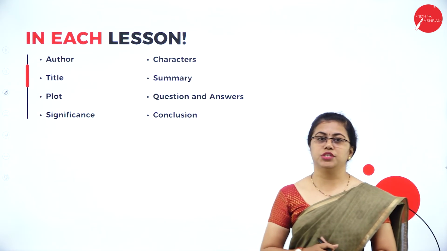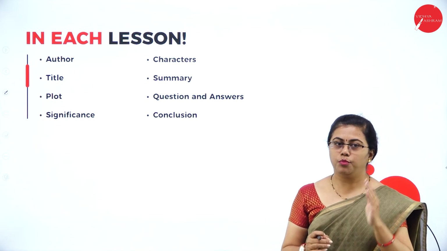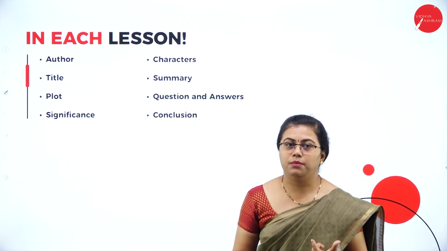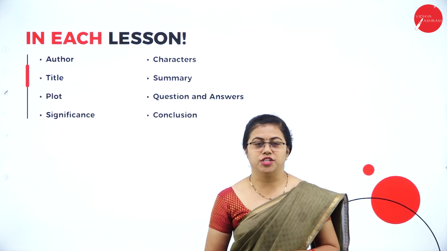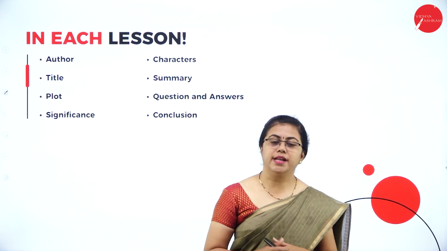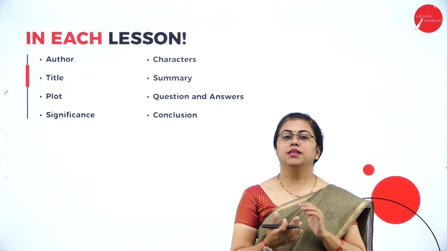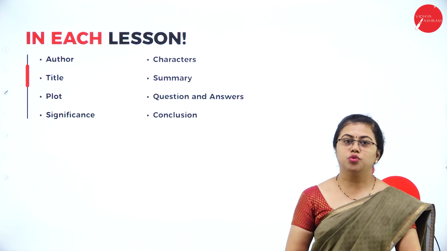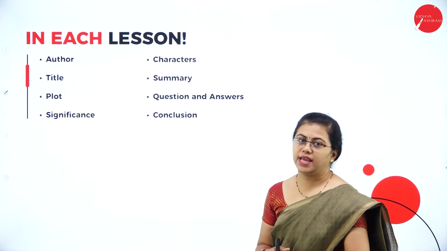Then we also concentrate on the characters. We will come across characters in each and every poem as well as lesson. Sometimes in a poem it can be inanimate, meaning it may not have life, but it is considered a character wherein the poet uses the literary device personification. So using a few literary devices, the inanimate things, lifeless objects, will be made into animate objects, that is, lively objects. So we need to concentrate on the characters.